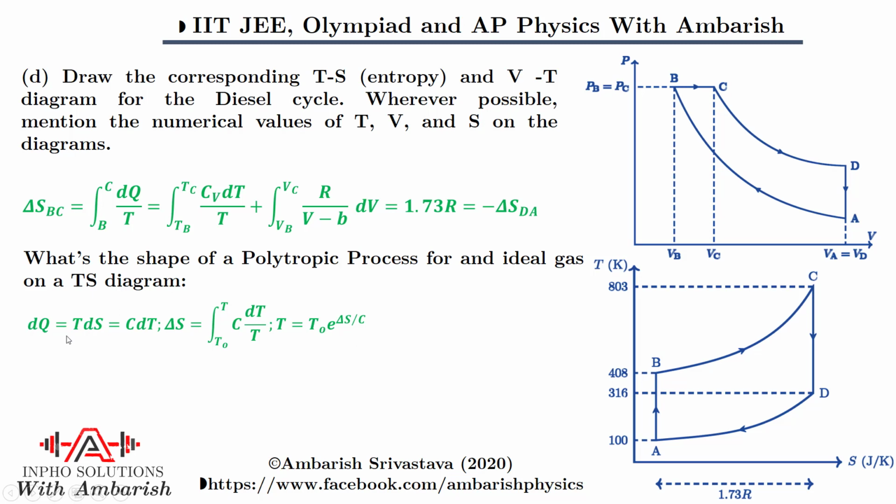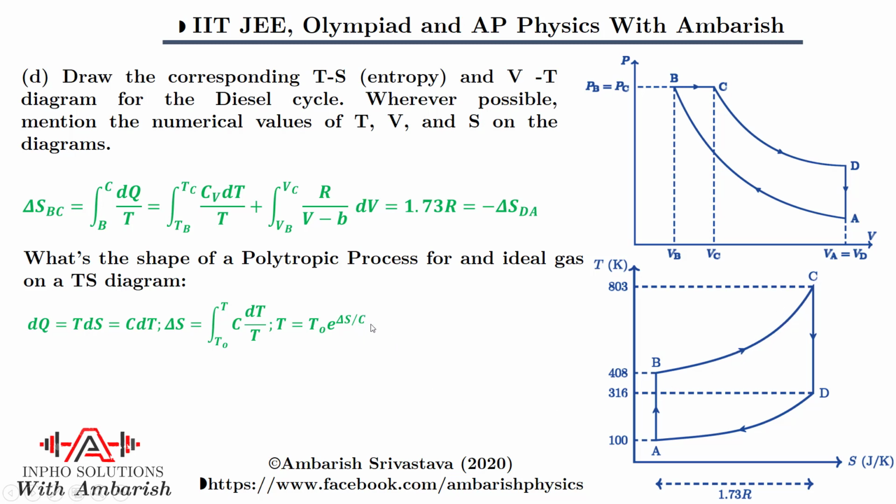You know that dq is TdS, which is also equal to C dT, where C is the specific heat for the polytropic process, right? So you can just integrate this expression, take dT over here. So delta S is the integral from T naught to T of C dT by T. So we can see that T is equal to T naught e to the power delta S by C. So it's an exponential curve, right? As the entropy is increasing, T is going to rise exponentially. So B to C is an exponentially increasing curve.